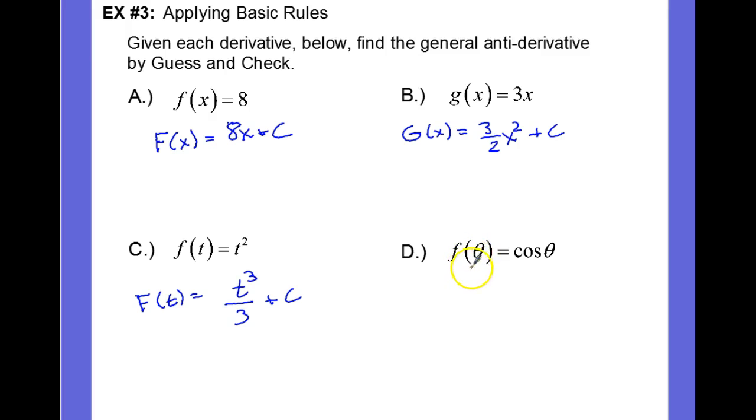And then in part D, we have f of theta equals cosine theta. And so what do I take the derivative of to get cosine? If you think back through the derivatives for your trig functions, hopefully you may remember that the derivative of sine is cosine. And so our antiderivative would be sine theta plus C.